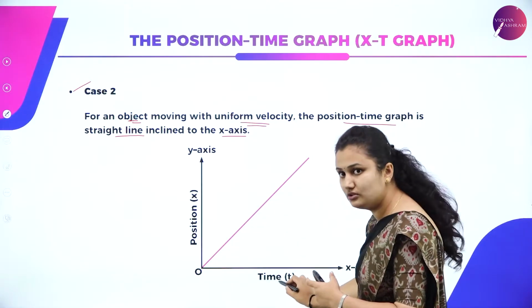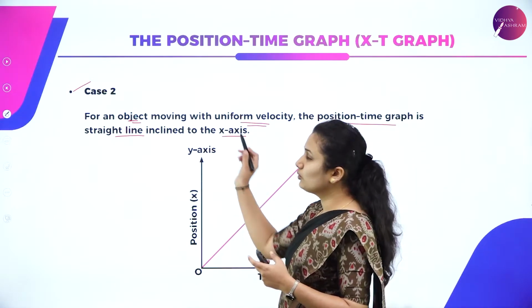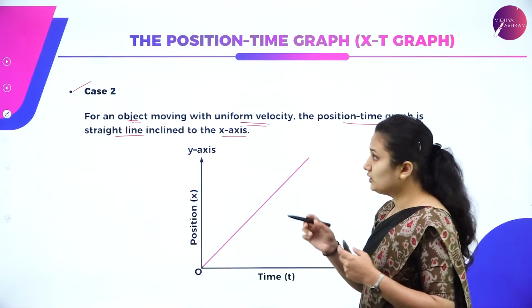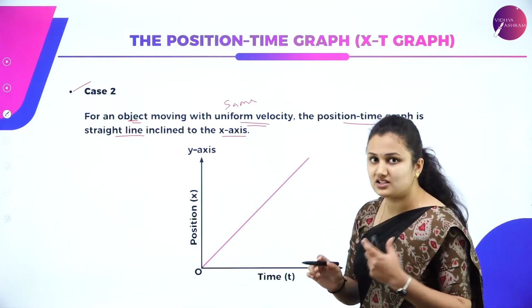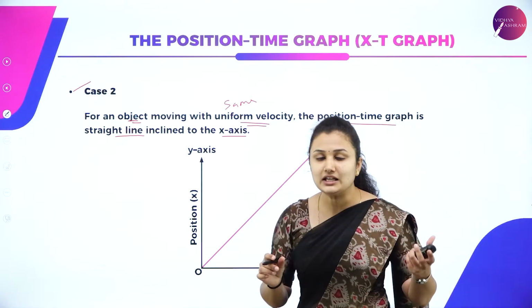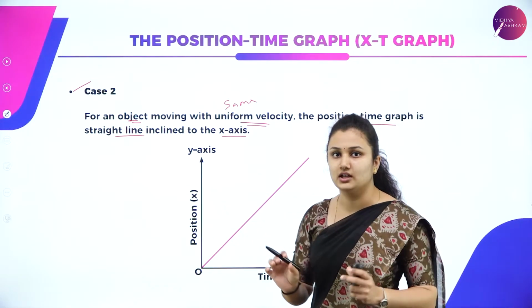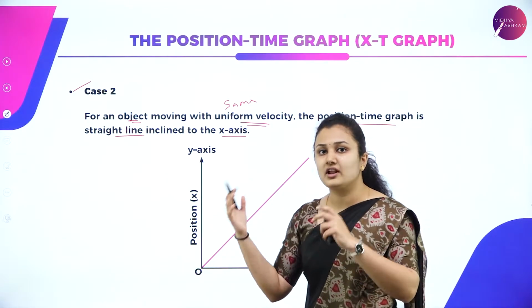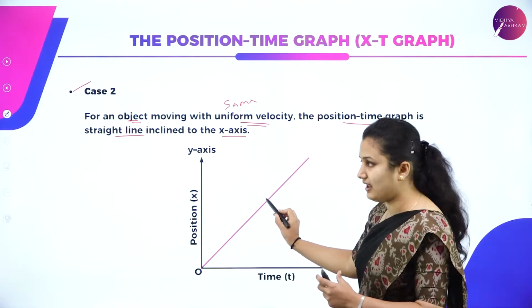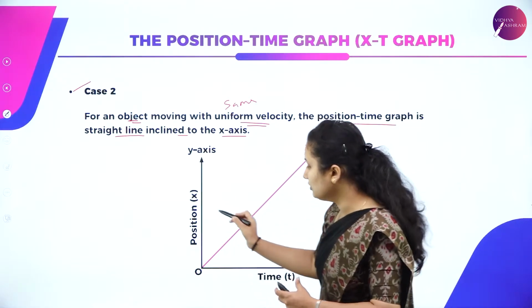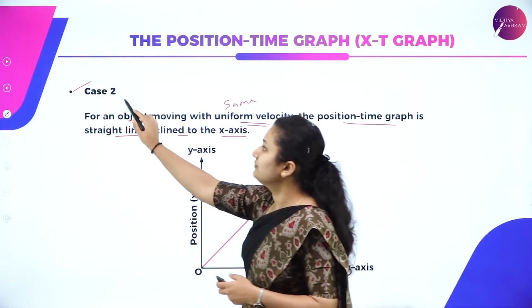It is inclined to the x-axis, that is, the time axis. What is an object moving with uniform velocity? Uniform means same. It is moving with the same or constant velocity. There is no increase or decrease in velocity. So uniform velocity will give you a straight line inclined to the x-axis, where time is represented. That is your case 2.